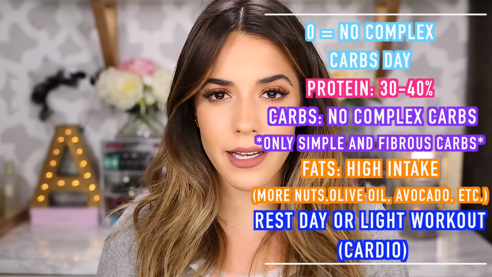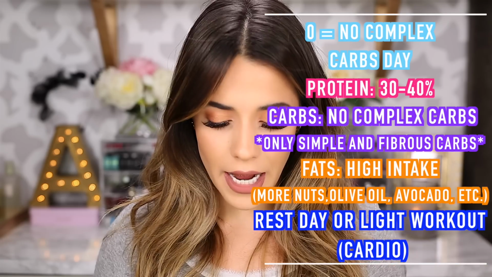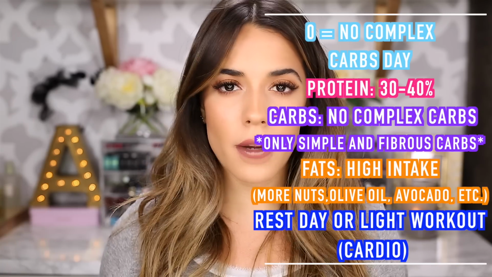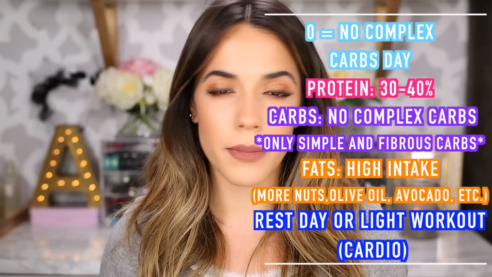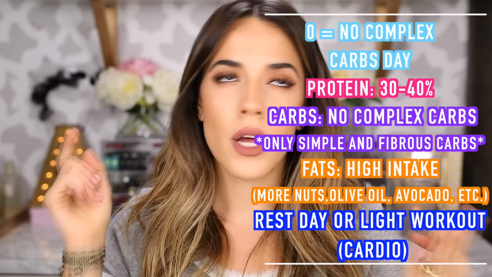So first we're going to start off with 0 carbs a day. Those are going to be pretty much the 3 cycles: 0, 1, and 2 to 3. But on a no carb day, I would keep my protein intake the same, and then I would obviously have low amounts of carbs on that day. No complex carbs, meaning no oatmeal, no sweet potato, no whole wheat pasta, Ezekiel bread, none of that.